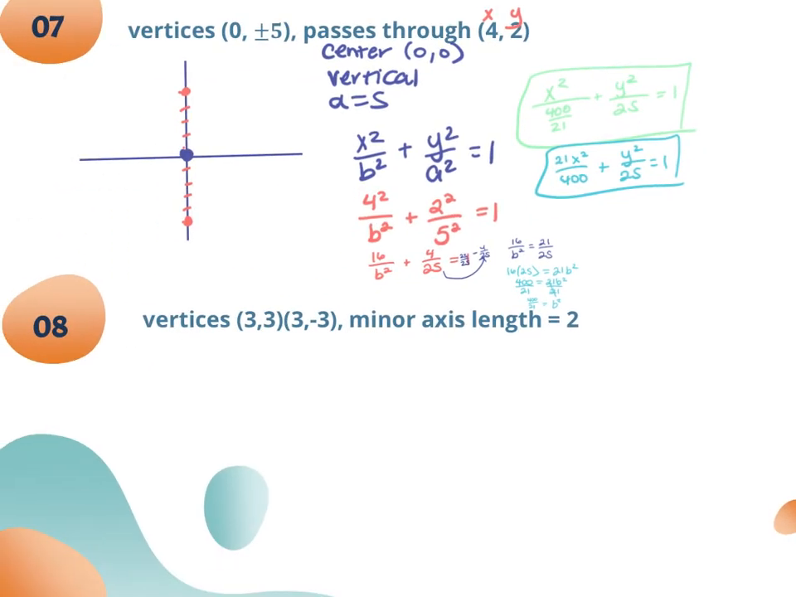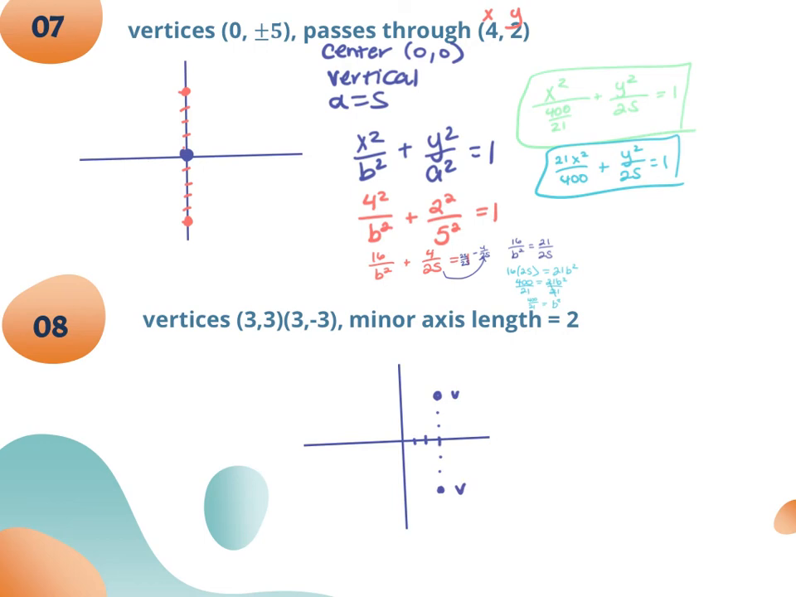Okay, number 8. Vertices at (3, 3) and (3, -3). Actually, let me get this. Give me the line. There it goes. Okay. 1, 2, 3, 1, 2, 3.